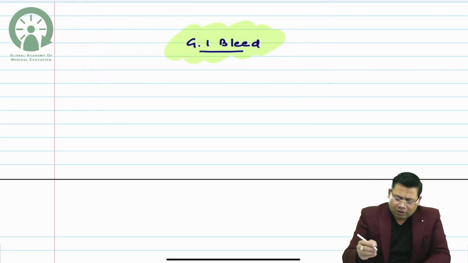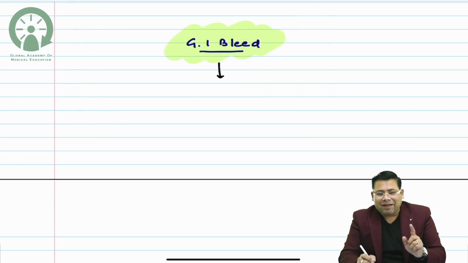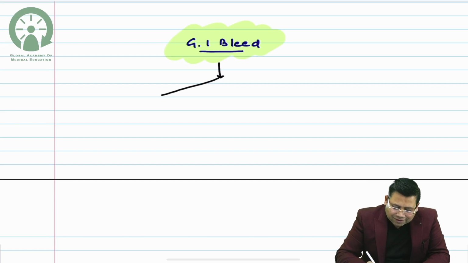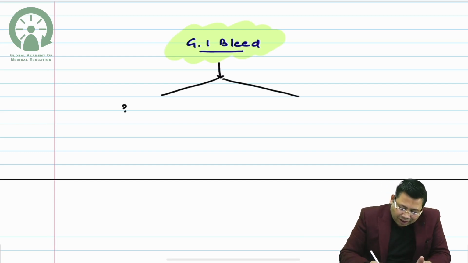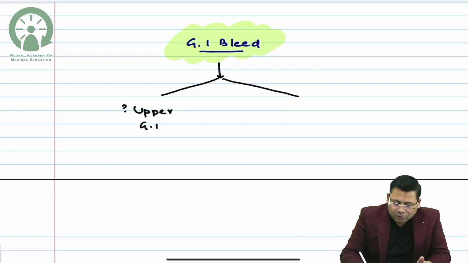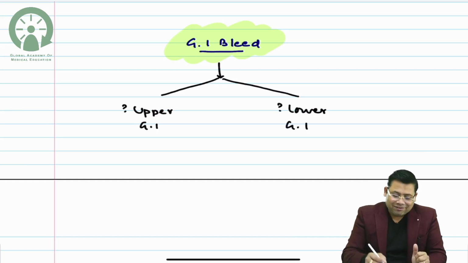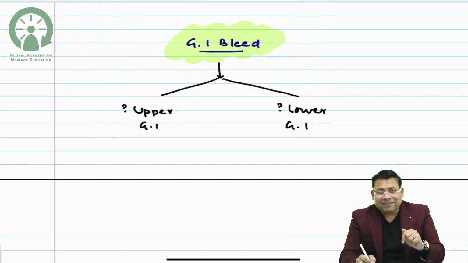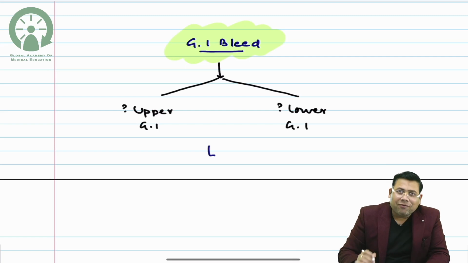When we talk about GI bleed, the next question is whether it is upper GI bleed or lower GI bleed. Who is going to decide? There has to be a landmark which will decide. Yes, the answer is, you can comment in the comment section below. It's the ligament of Treitz, or you can say the DJ flexure.